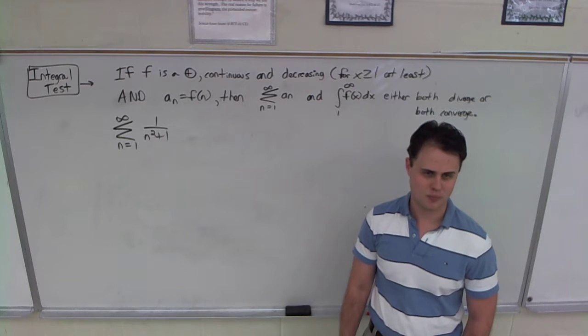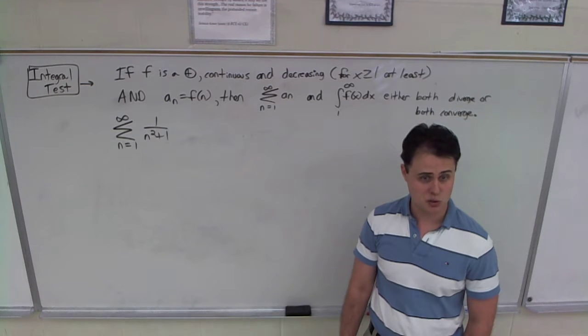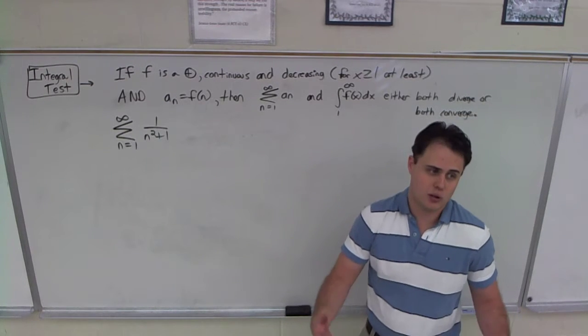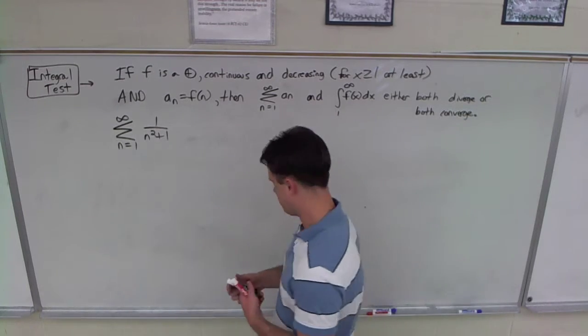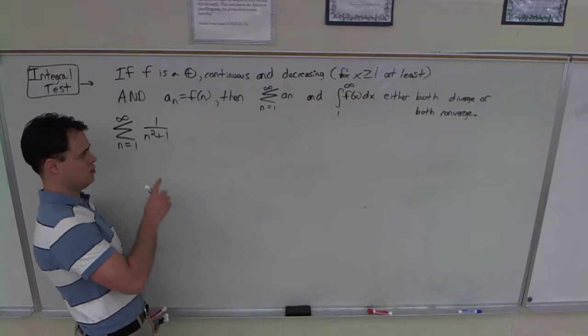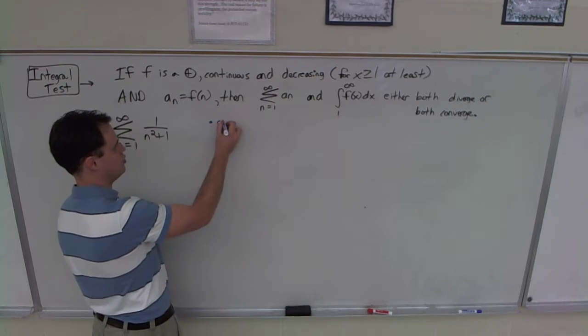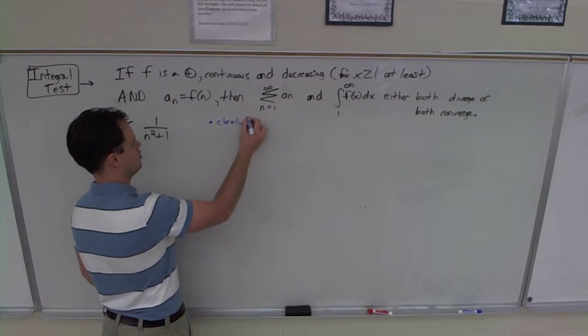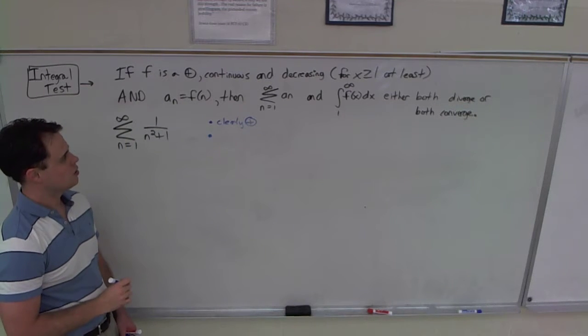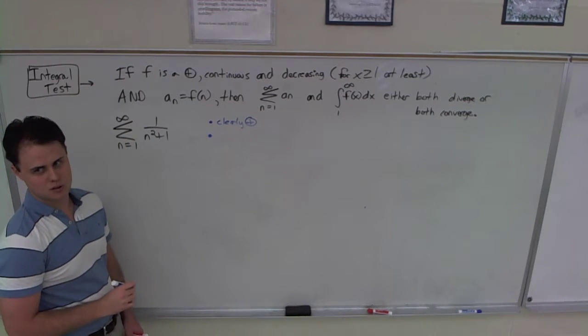Divergence test. Limit of the sequence is 0, inconclusive. So we've got to apply the only other thing we know so far, the integral test. So check marks. Is it positive? Clearly positive. That's good enough. Okay. Is it continuous?